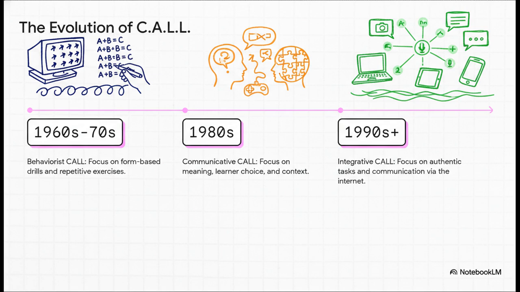Back in the 60s and 70s, it was all about behaviorism. Think endless, repetitive grammar drills where the computer was basically a stimulus-response machine. Then the 80s hit, and the focus shifted to communication. Tech started to let learners play with language in more meaningful ways. And then, from the 90s onward, with the internet exploding onto the scene, we entered what's called the integrative phase, where the goal is to use tech for real, authentic communication.